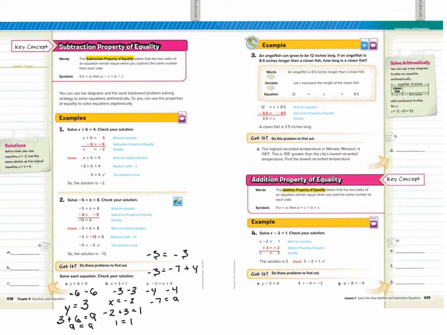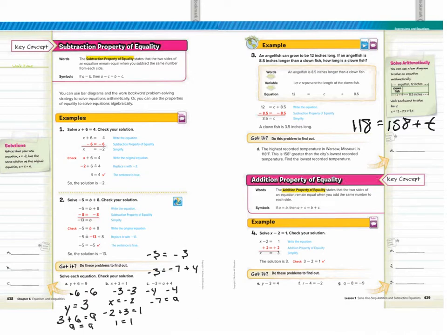practice problem. The highest recorded temperature in Wausau, Missouri is 118 degrees. This is 158 degrees greater than the city's lowest recorded temperature. Find the lowest recorded temperature. So let's start with the information that's been given to us. The highest recorded temperature is 118 degrees. So 118 equals, this is 158 degrees greater than the city's lowest. So 158 degrees is greater than, which means we're going to add, and what we don't know is the lowest recorded temperature. I'll use a T for temperature.